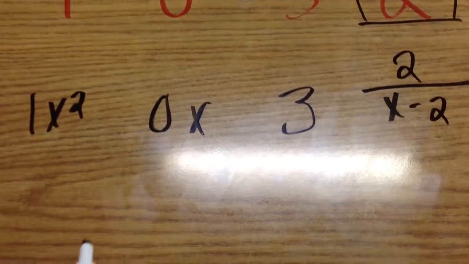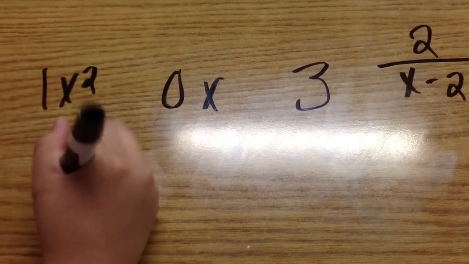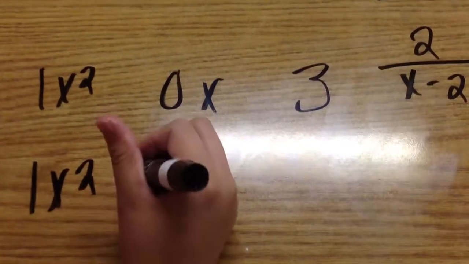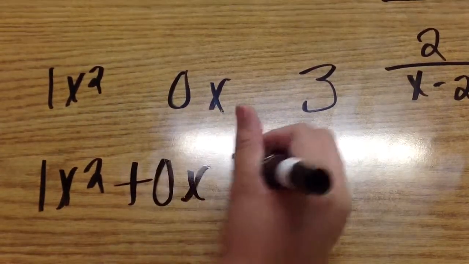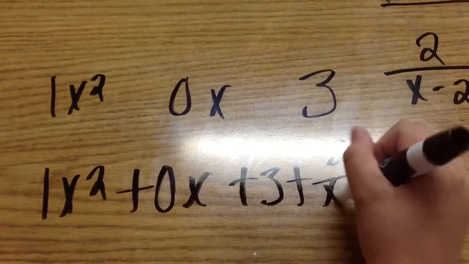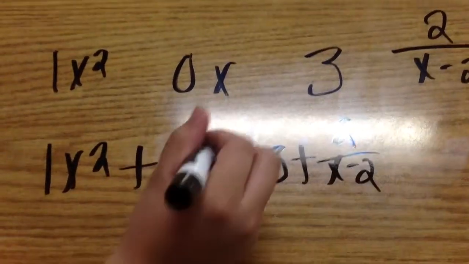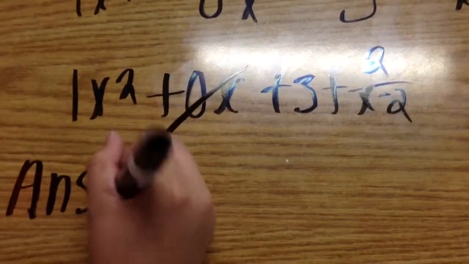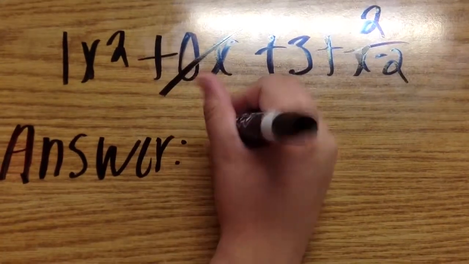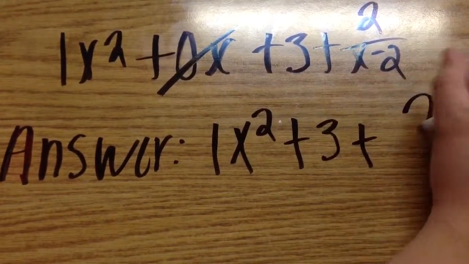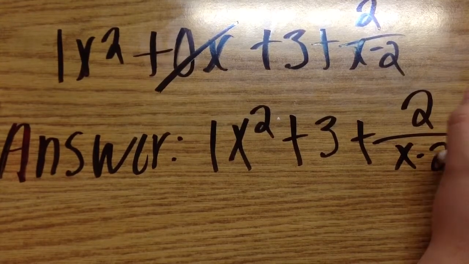And now for your equation, you're going to have 1x squared plus 0x plus 3 plus 2 over x minus 2. And you're going to get rid of the 0 because it has no value. And your answer would be 1x squared plus 3 plus 2 over x minus 2.